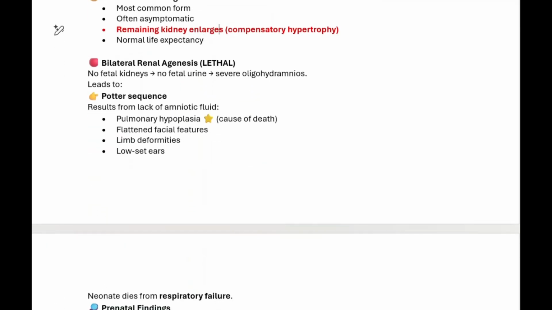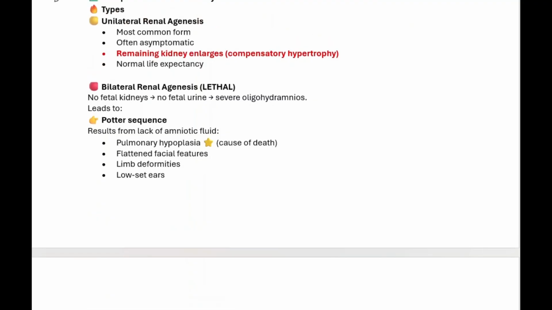So unilateral renal agenesis is the most common form, and this is often asymptomatic because a patient could survive with just one kidney. But what's going to happen is that the normal kidney is going to hypertrophy. So there has to be a compensatory hypertrophy because of the increase in work overload. And this patient usually has a normal life expectancy. As opposed to bilateral renal agenesis, whereby there is bilateral absence of the kidney.